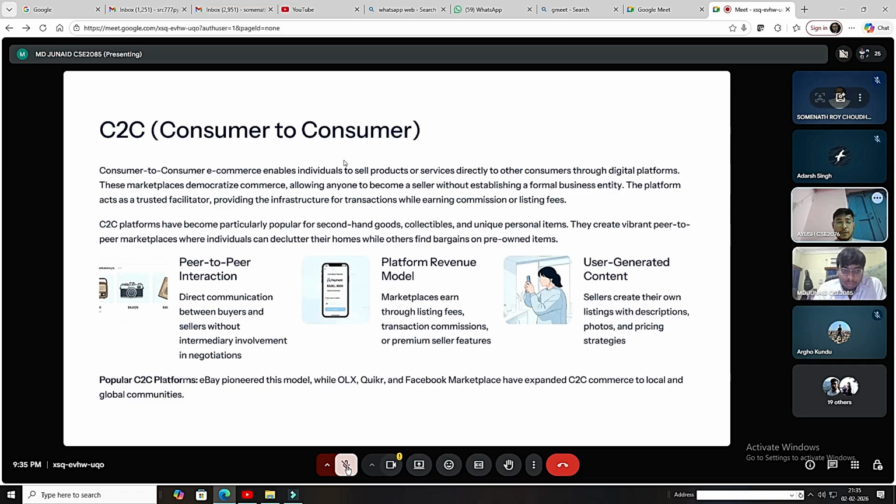The platform works as a trusted intermediary handling listings, payments, and safety while earning revenue through commission or listing fees. C2C platforms are especially popular for second-hand goods, collectibles, and personal items, promoting peer-to-peer trade. Popular platforms include eBay, OLX, Quikr, and Facebook Marketplace. Next slide.